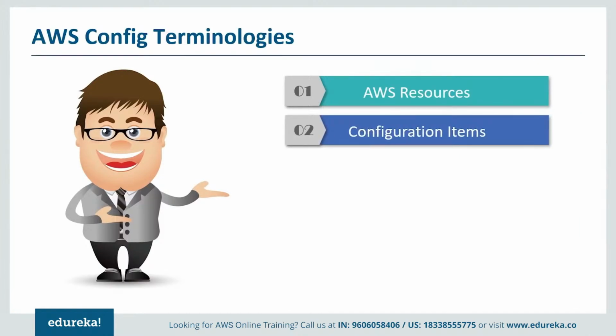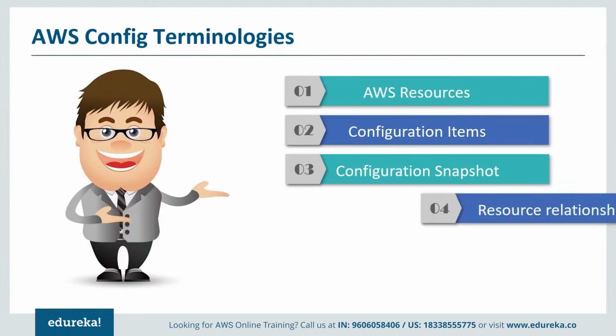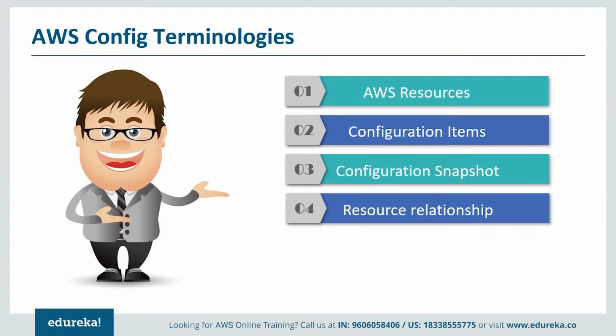Configuration items. Think of it as the information about your configurations. For example, the metadata of your resources is called your configuration item. Configuration snapshot. As I've already mentioned, since you have so many items, what a snapshot does is it lets you get a grouped picture of all these resources together. Resource relationship. If you're looking at a bigger picture, you need to understand how resources are related to each other.